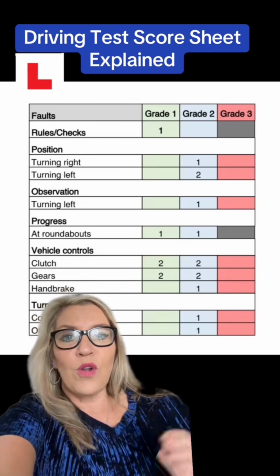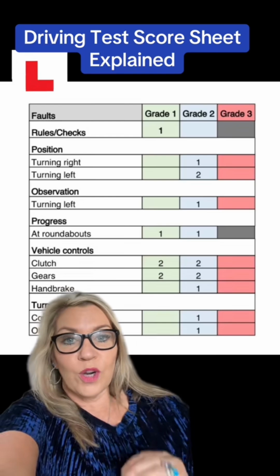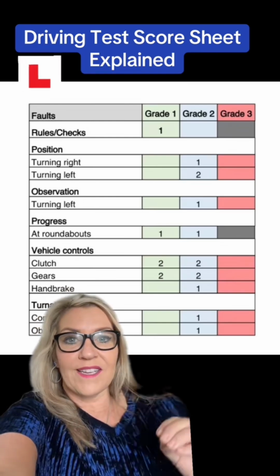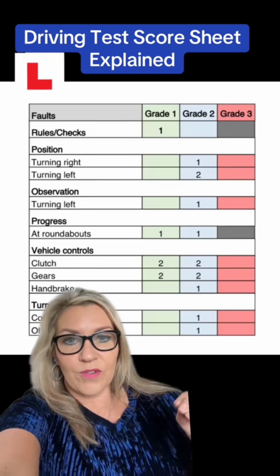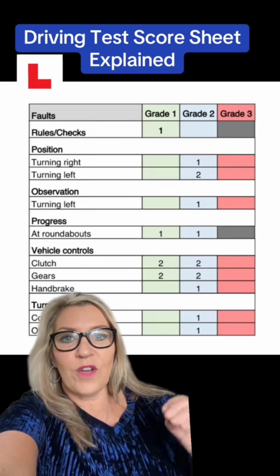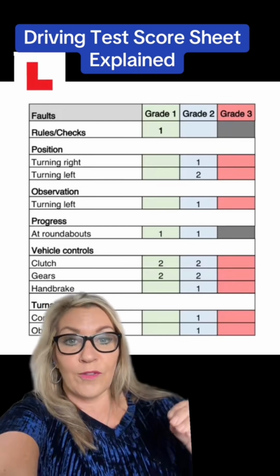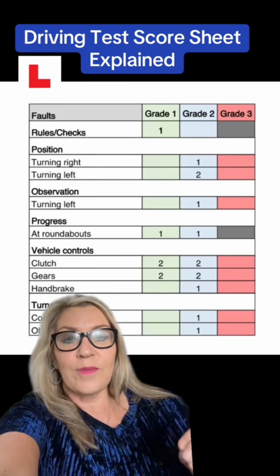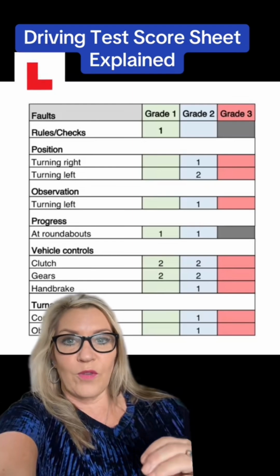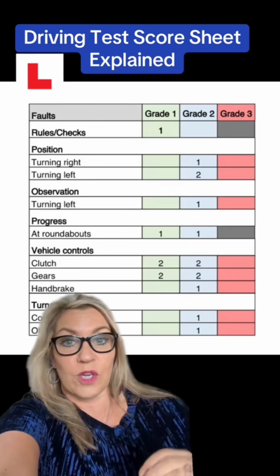Progress at roundabouts. What this means is that you weren't moving at the speed, at the flow of the traffic. You weren't moving at the correct speed. So when we enter roundabouts and when we leave roundabouts, we've got to do it in such a fashion that we're moving with the flow of the traffic. So I would say that you incurred the grade 2 fault here because you didn't actually move at the flow of the traffic. You were probably going just too slow.